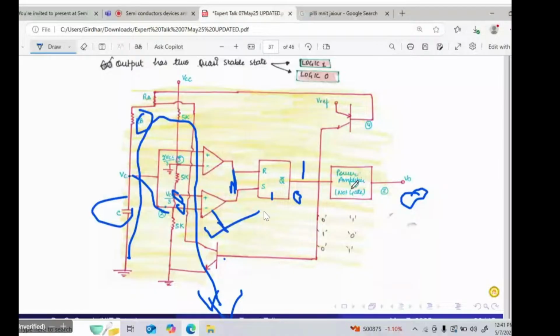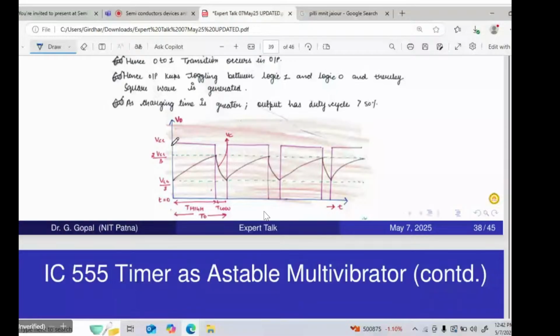Now there is a transition from 0 to 1 in the output. In this way, the output keeps toggling between logic 1 and logic 0: 1, 0, 1, 0, 1. In this way you are achieving a square wave output.